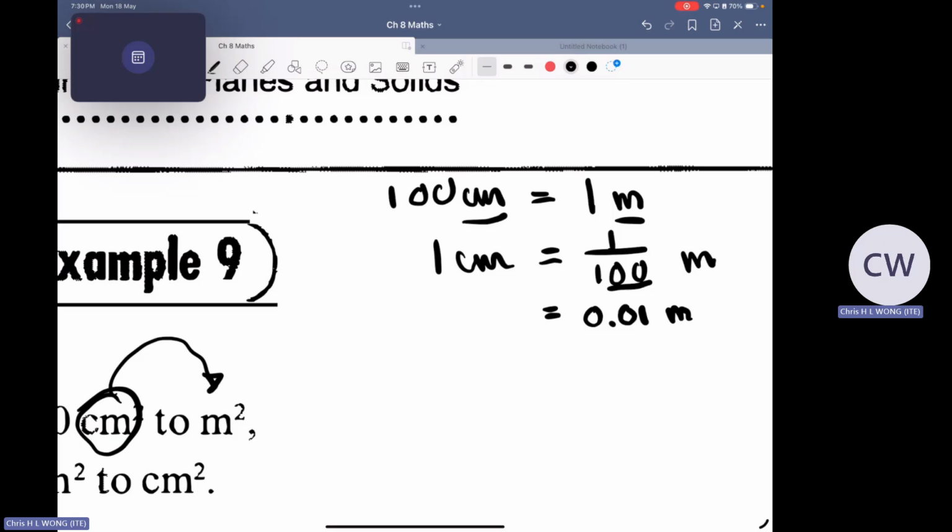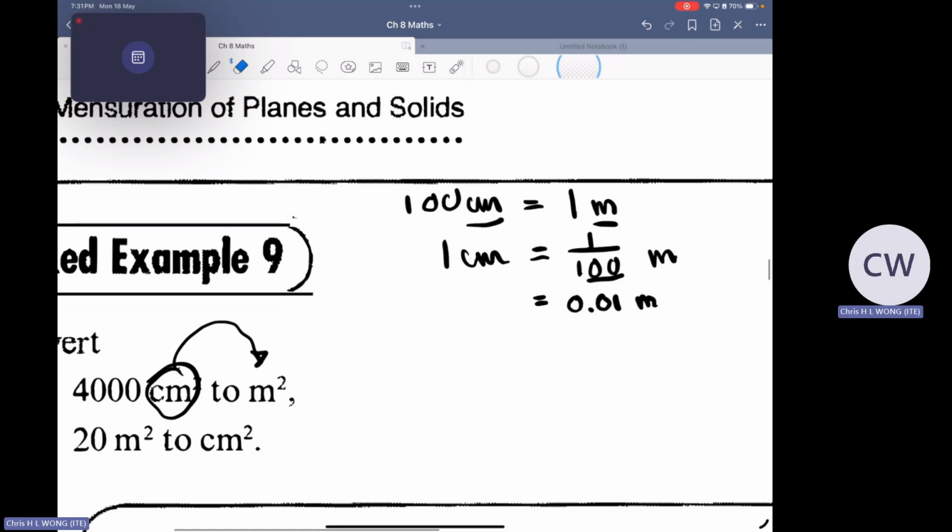0.01 meter. Okay, 1 cm is 0.01 meter. So that is your conversion. So how does it relate to this? Let me show you. I am going to convert centimeter square to meter square.